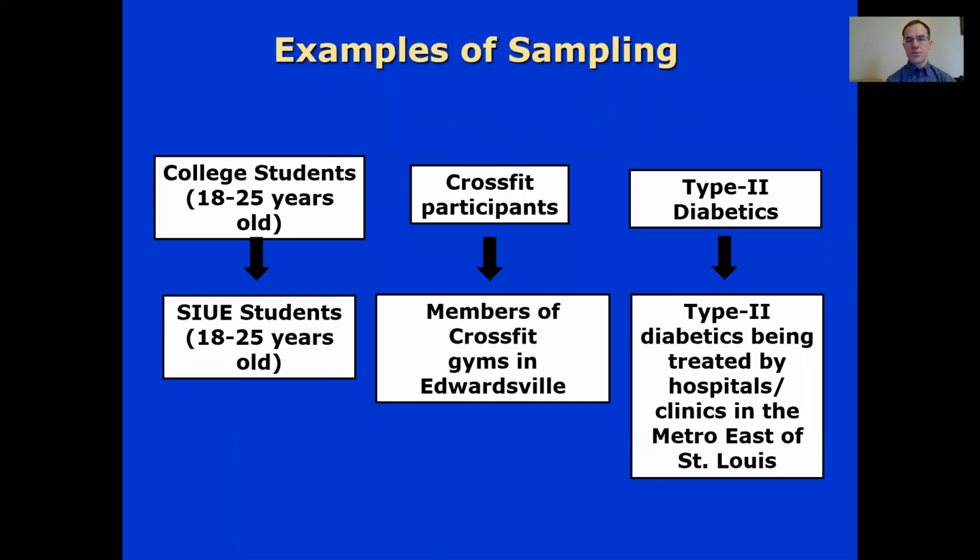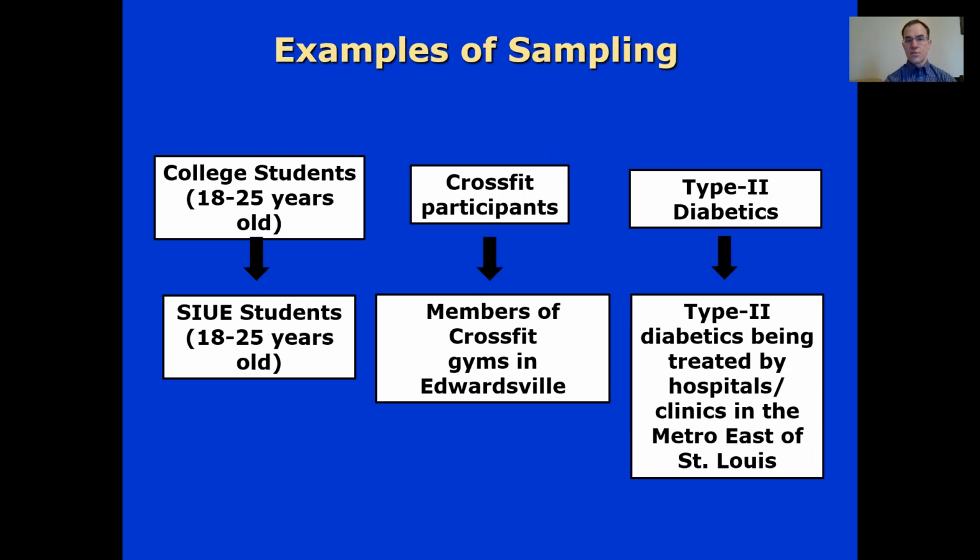So here are some examples of sampling. In this first example with college students, if you wanted to do a study looking at certain beliefs about college students, it'd be unrealistic to sample every college student in the United States. However, you could use SIUE students in this age range, 18 to 25 years of age, and study them and then generalize that to an entire group of college students.